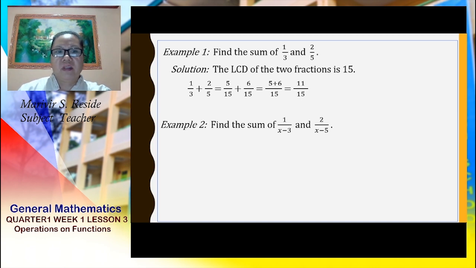15. Our second example, you have to find the sum of 1 over x minus 3 and 2 over x minus 5.